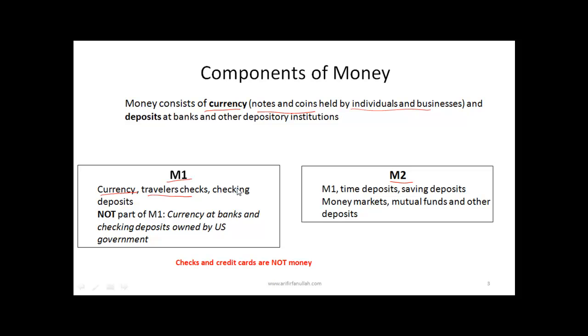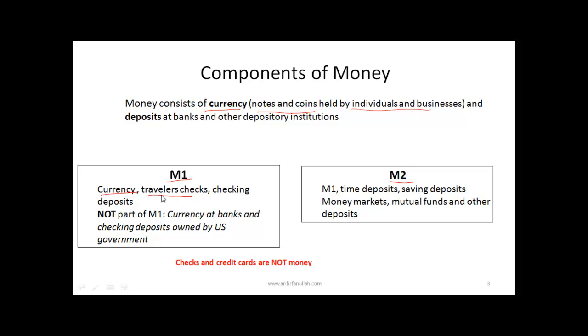Do you get what I'm saying? So if we are counting our deposit at the bank as money, then we can't also count the physical cash at the bank as money. It should be either or. If we do both, then it would be double counted.